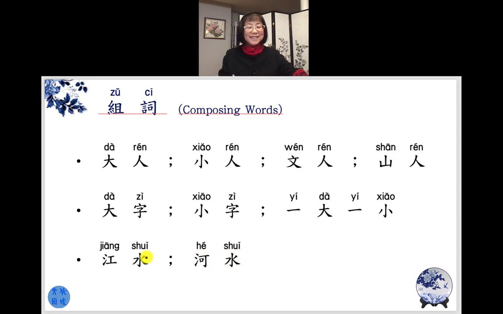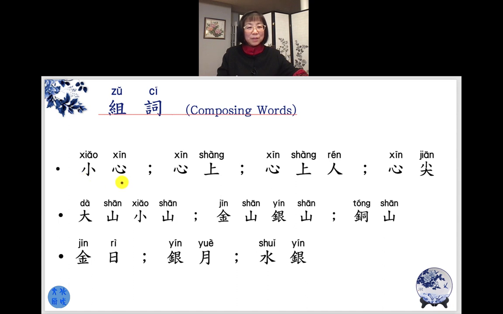江水, the water of the 江. 河水, the water of the 河. 小心, guess the meaning. Does that mean small heart? I'm going to tell you the answer in the next slide. 心上, the meaning of this is to put something or somebody on top of your heart. 心上人, somebody on top of your heart. Who's that somebody? Somebody that you really care about. And nowadays, usually it refers to your lover.